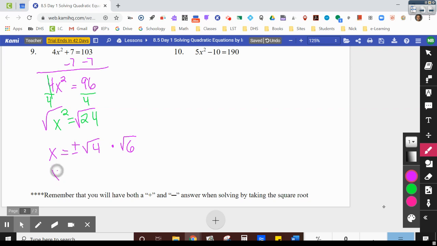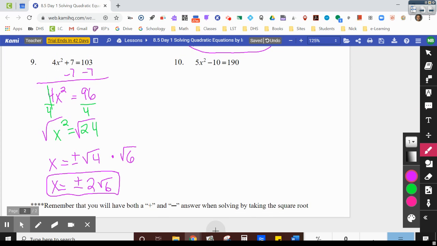And now I'm ready to finish solving this problem by simplifying this radical here. So we get x is equal to plus or minus 2 radical 6, because the square root of 4 is 2, and this radical 6 stays as a radical 6. How about you guys try this last one on your own here? Let's see you work through all the steps, and let's see what you get for your final simplified solution here.